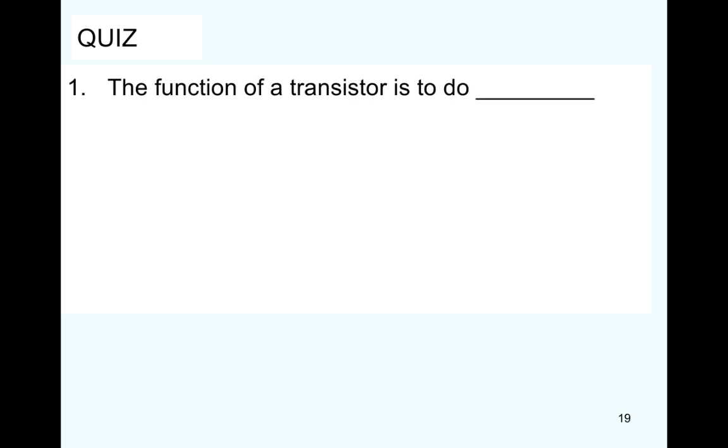So these are some frequently asked questions related to today's topic. Explain the three configurations of the transistor. So this is only one question, and let us see some quiz questions.